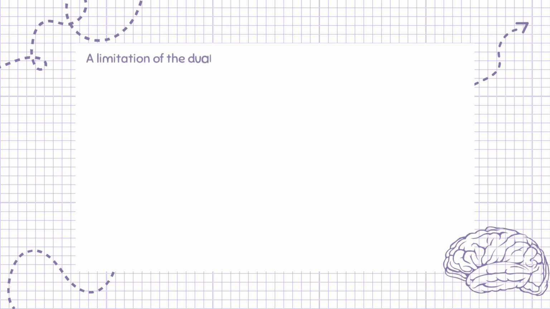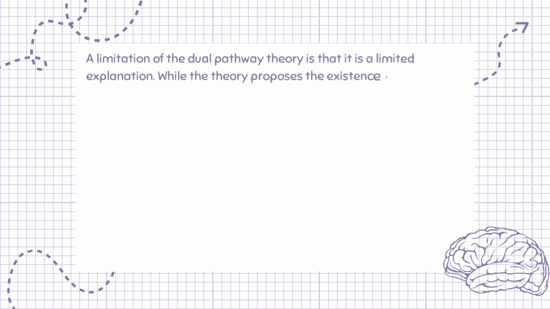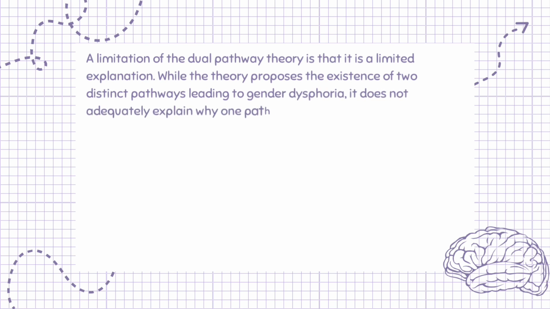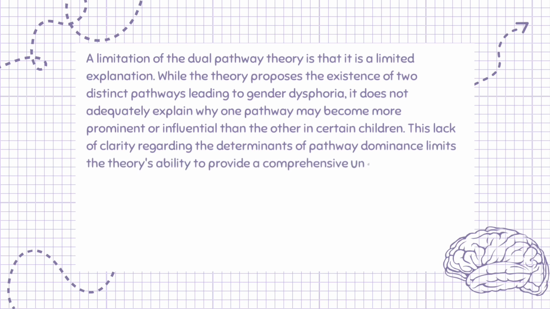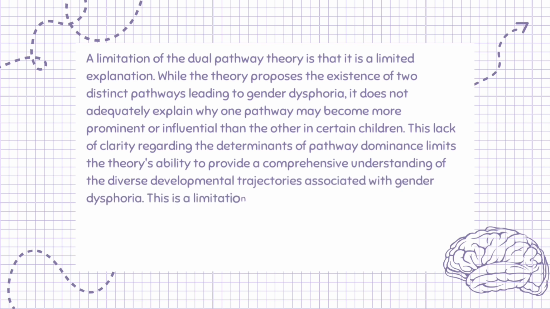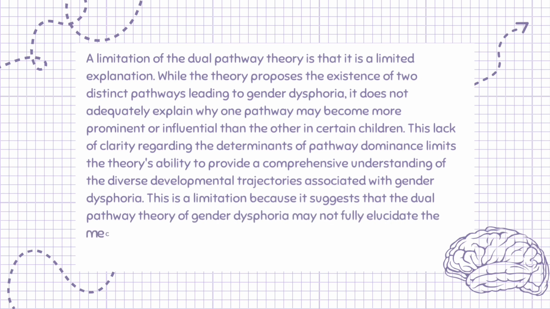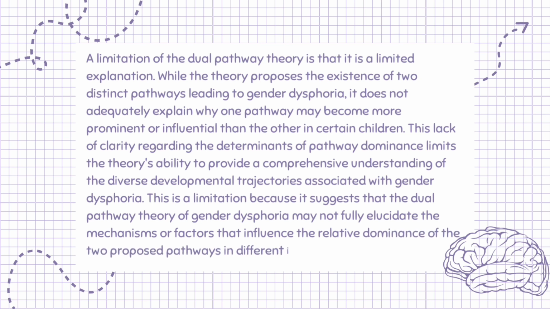A limitation of the dual pathway theory is that it is a limited explanation. While the theory proposes the existence of two distinct pathways leading to gender dysphoria, it does not adequately explain why one pathway may become more prominent or influential than the other in certain children. This lack of clarity regarding the determinants of pathway dominance limits the theory's ability to provide a comprehensive understanding of the diverse developmental trajectories associated with gender dysphoria. This is a limitation because it suggests that the dual pathway theory of gender dysphoria may not fully elucidate the mechanisms or factors that influence the relative dominance of the two proposed pathways in different individuals.